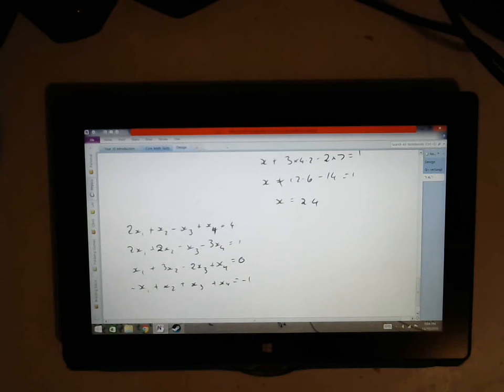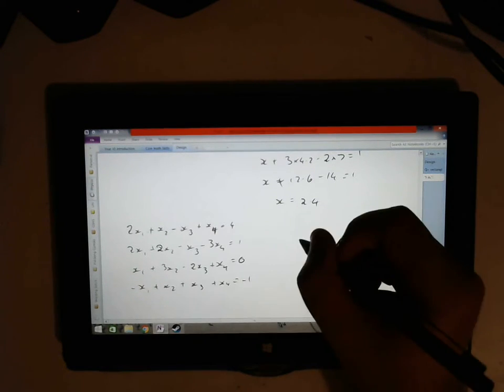Now, the fact that we are now using x as a subscript is no different. We could have used x, y, z, and w. We could have used a, b, c, d. We could have used alpha, omega, beta, and gamma. It doesn't matter. It's just a symbol. It represents something that we don't know. But it's the same process. So let's write our augmented matrix.